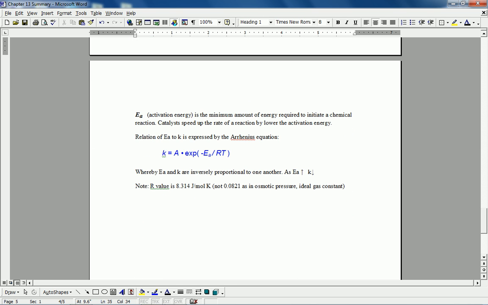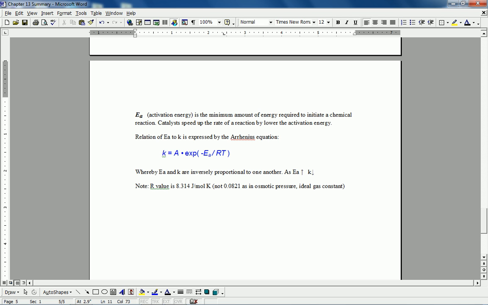We do have an equation that helps us to express activation energy in terms of the rate constant, because again, the rate constant and the activation energy are related to one another, and they are actually inversely proportional to one another. So as you increase your activation energy, meaning you make it harder for the reaction to occur, you will decrease your rate constant because you'll slow things down.